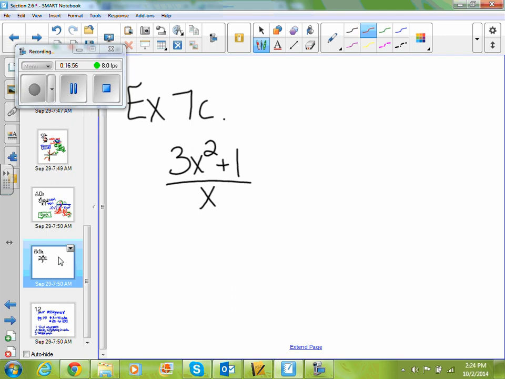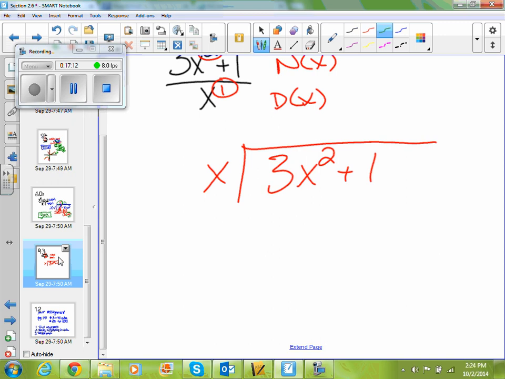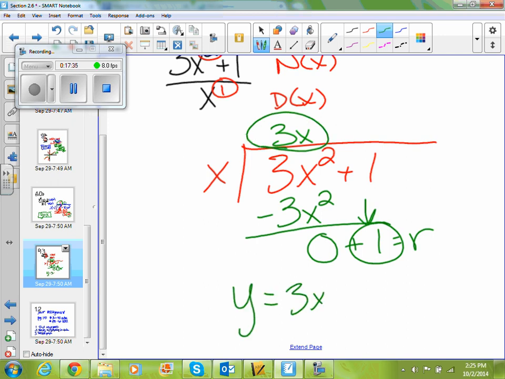So let's do one more. So we know that this is exactly one more, so we can take my n of x, my numerator, we can divide it by my d of x. So 3x squared plus 1, and we're going to divide that by x. So I know that x goes into 3x squared exactly 3x times. x times 3x is 3x squared. When we subtract those, I get 0. I bring down my 1, so 1 becomes my remainder. And I know that I have a slant asymptote at y equals 3x.